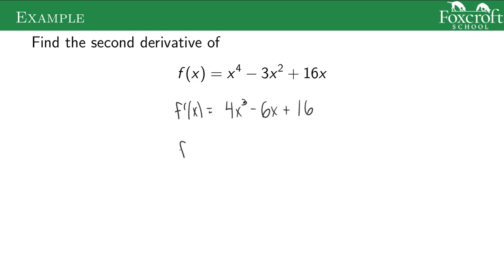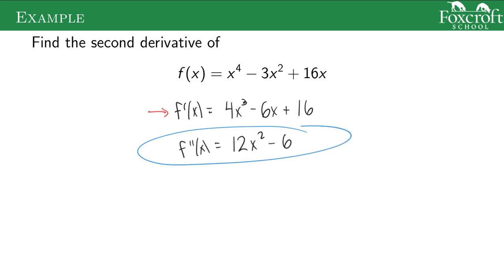Then f double prime, I think of this as its own new function, and I take its derivative. 4 times 3 is 12x minus 6. Derivative of 16 is 0. Alright, so this is our second derivative. Again, if you can find the first derivative, you can find the second derivative because you just do it again.